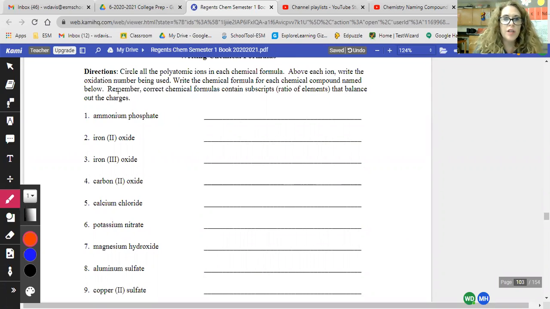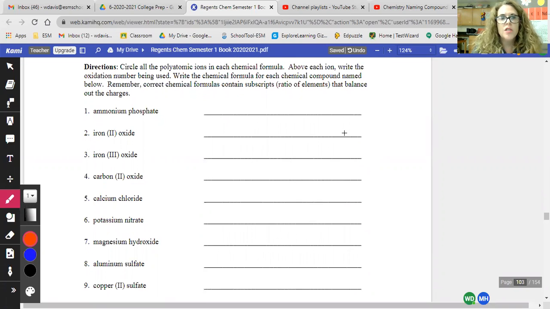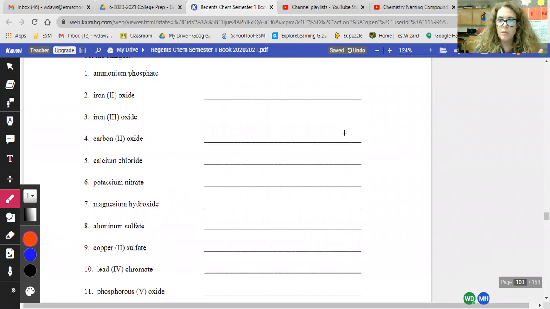Obviously we're going to go from our name to our formula. So what we have to do is go symbols, charges, crisscross. Where do we get our symbols? Periodic table, table S. Where do we get our charges? Periodic table and table E. All right, so let's get started.